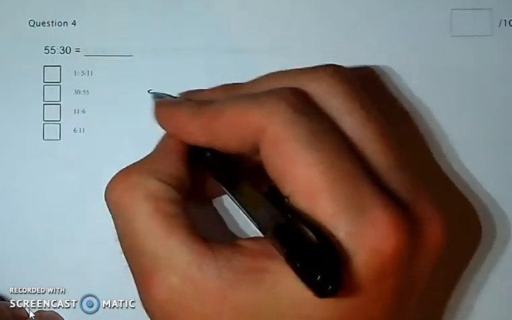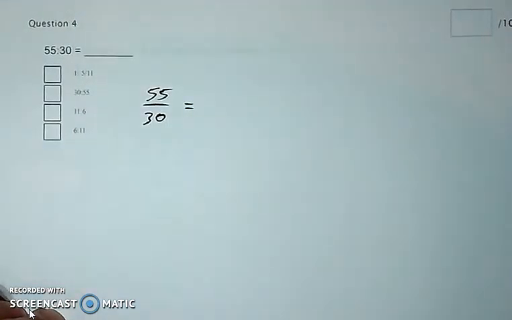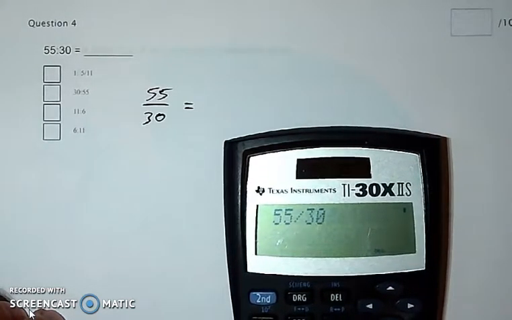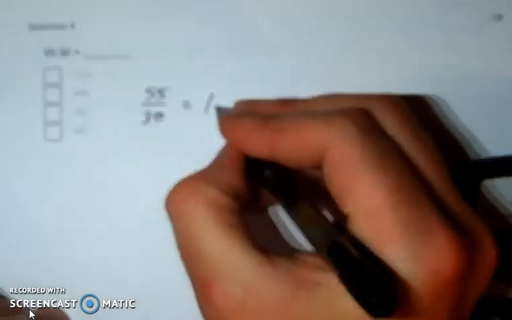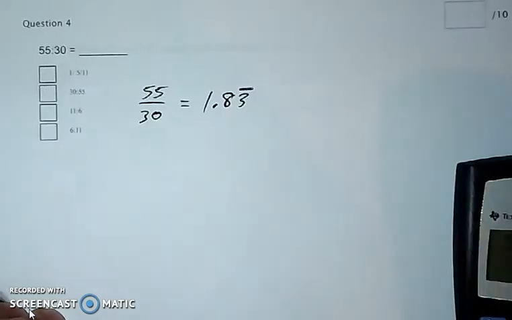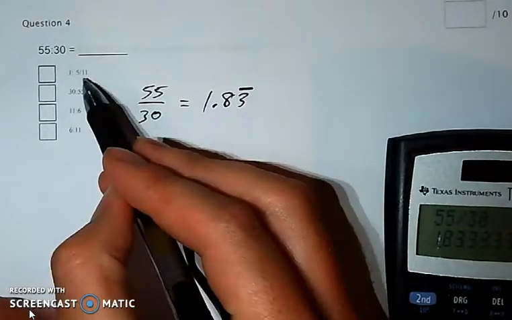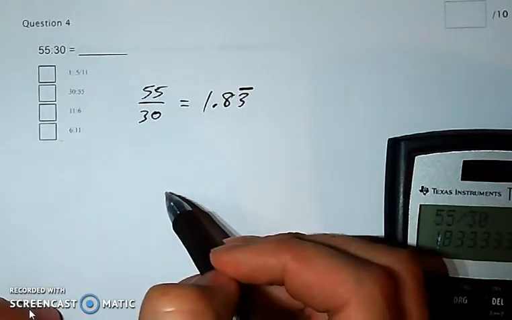Question 4, 55 to 30 is equal to some other ratio. Again, you can put this in fraction form, as you know that you can do with ratios, and you could simply divide this to figure out what decimal that is. 55 divided by 30 is 1.83 repeating, meaning the threes go on forever. So we need to figure out which of these other ratios, other fractions, would give us the same exact decimal.